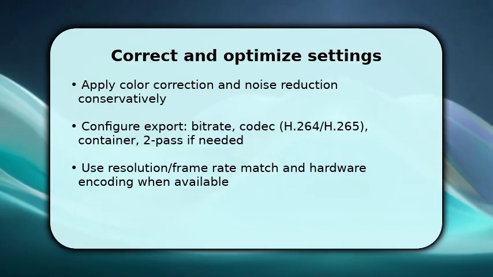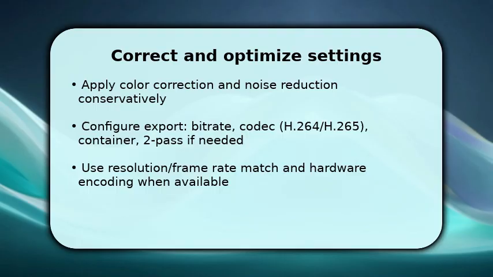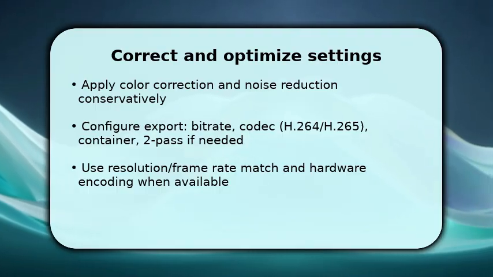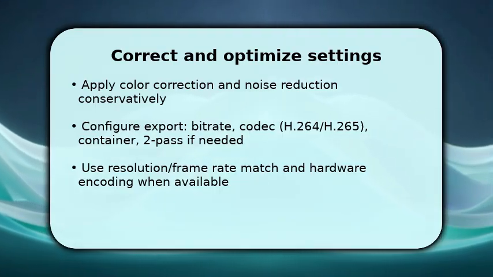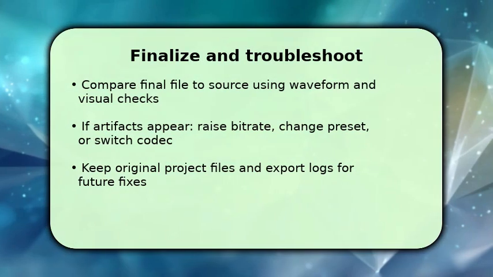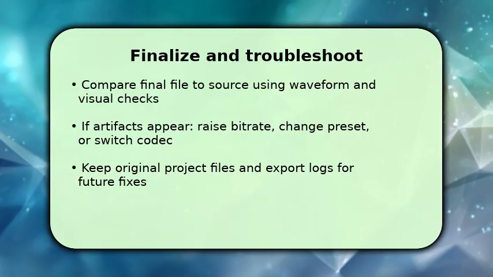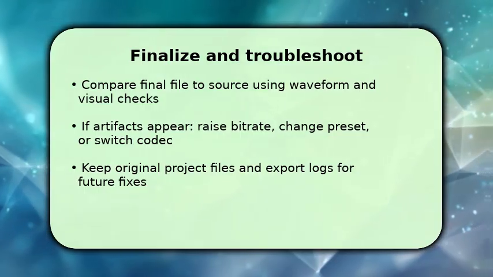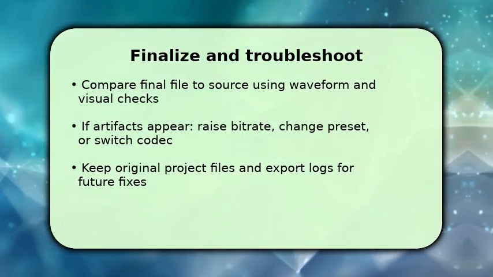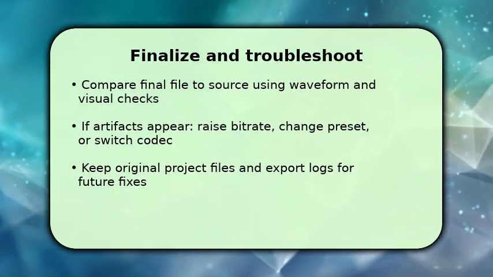Finish by exporting and verifying the result against the original. Use visual checks, waveform, and histogram to confirm color and detail. If you see banding, macro blocking, or motion stutter, increase bitrate, try a slower preset, or switch to a different encoder. Sometimes using 10-20% higher bitrate fixes visible artifacts.